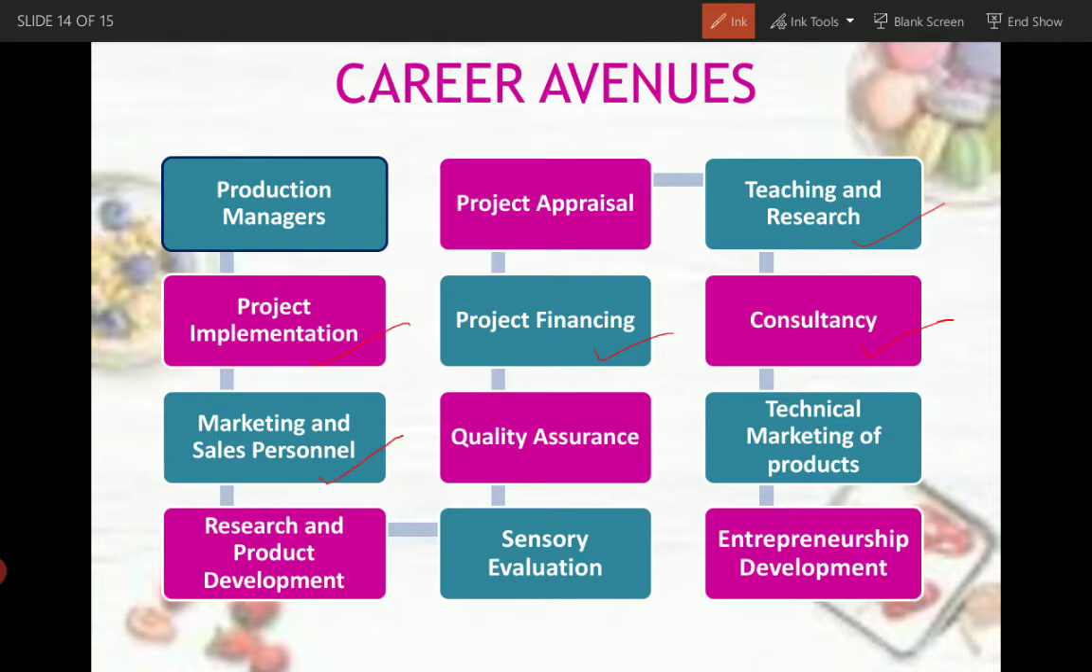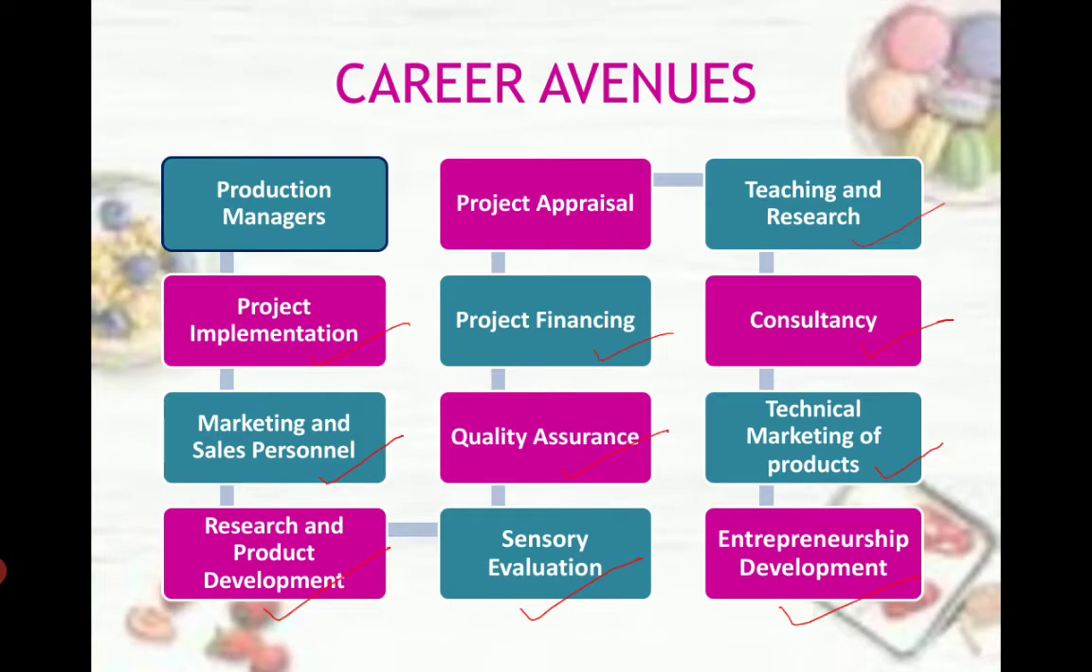Marketing, marketing of such products. Quality assurance, कि उनकी quality अच्छी है, कितने time तक वो survive करेगा, what is the expiry date. Technical marketing, research and product development, creating new products. Sensory evaluation, we already discussed it. Make use of all your sensory organs. Entrepreneurship development, have your own enterprise, small scale, large scale, and cater to the public.